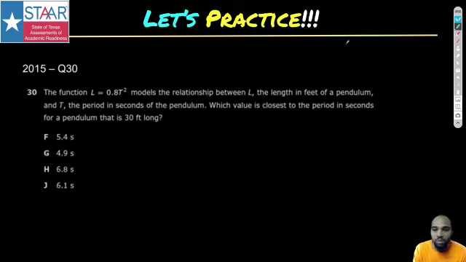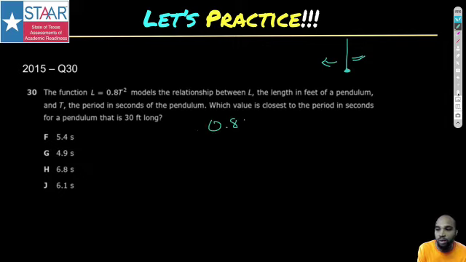You know the pendulum, like something swinging back and forth. All right, so which value is the closest to the period in seconds for a pendulum that is 30 feet long? So we're going to replace our length with 30. I'm going to write it in a similar format that we've just gotten used to, so you can see that it's the same type of work.